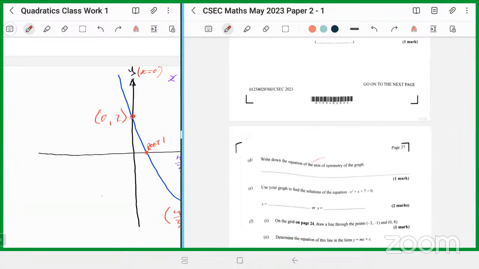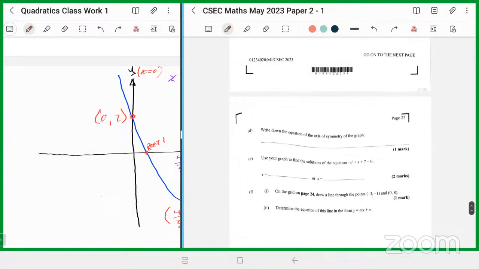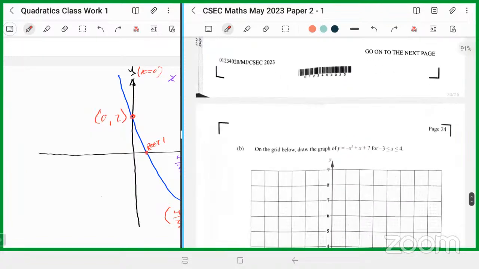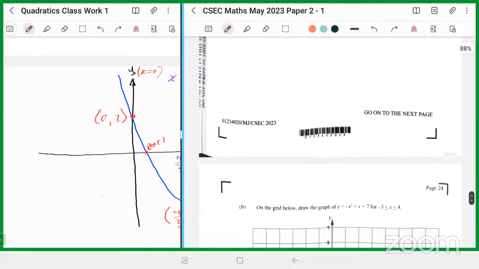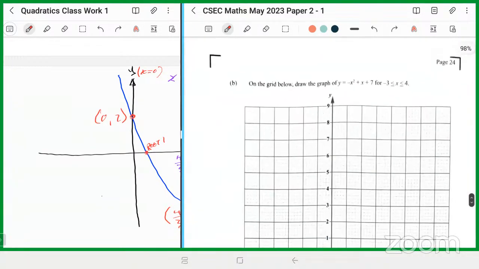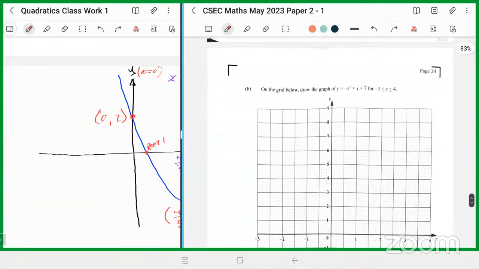They want us to do the axis of symmetry and find the solution where the graph intersects the x-axis. I don't want to do this one because it's not really testing what we're on. Maybe we do this one next week, or do the other part about getting the roots. So this was a June paper this year that was leaked.